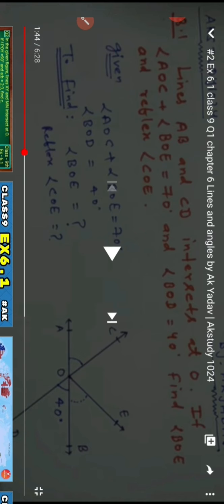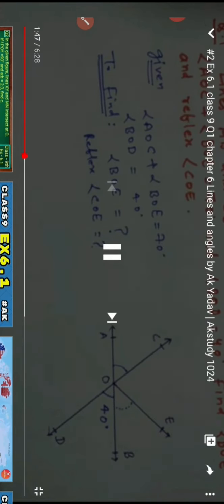And today our topic is exercise 6.1 for class 9th maths. Okay, today we are going to solve exercise 9.1. Okay, let's solve. See, what is our question?